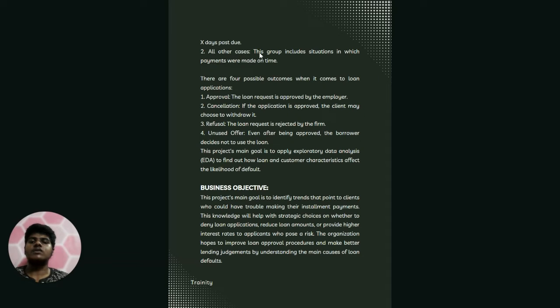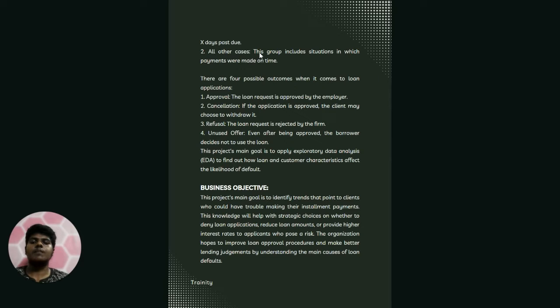This category includes the instances where customers have consistently made their loan repayments on time without any significant delay or default. These customers are generally considered low risk in terms of loan repayment, as they have demonstrated a history of financial responsibility. In this project, we are focusing on four potential outcomes when a customer applies for a loan.